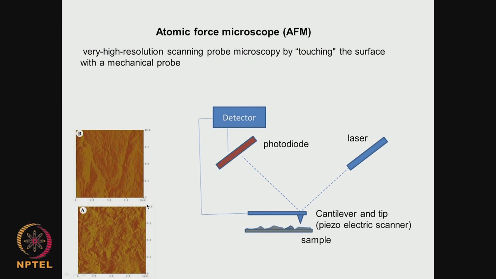But all these tools are used. Suppose I want to see if there is a bacterial attachment on the surface, which are at a very small level, or if there are any nanoparticles embedded on a polymer surface, or I can see whether the nanoparticles are agglomerated or separated from each other. So, all these can be done with the atomic force microscope.